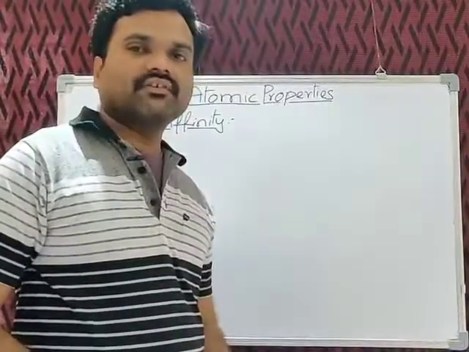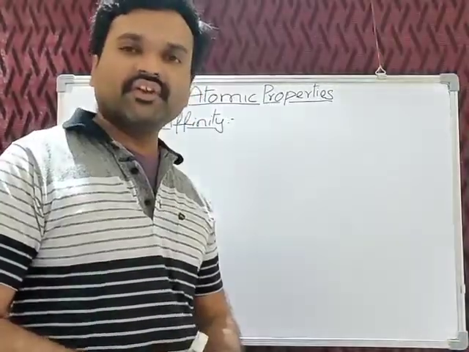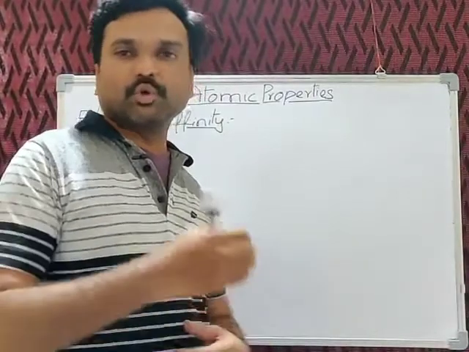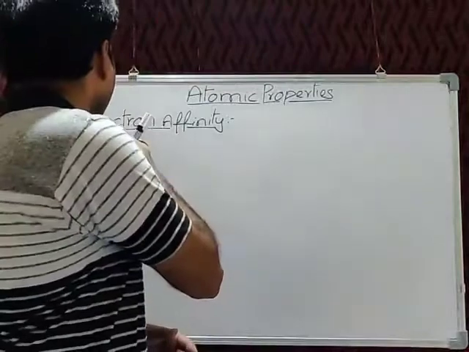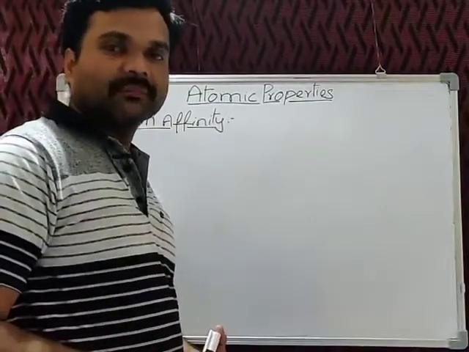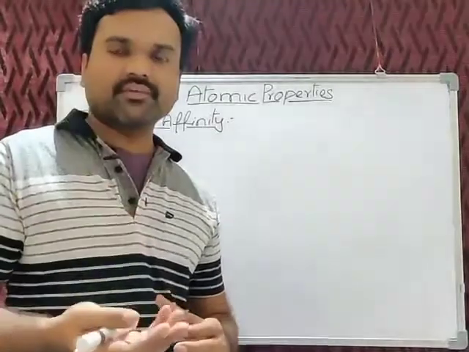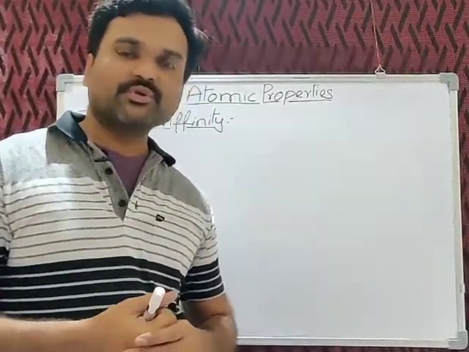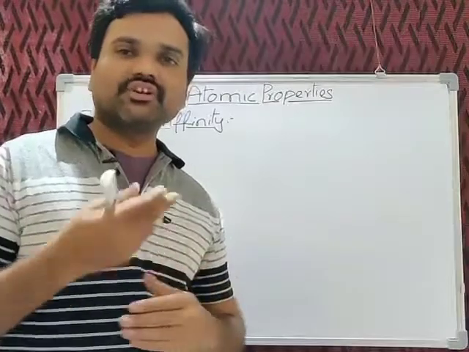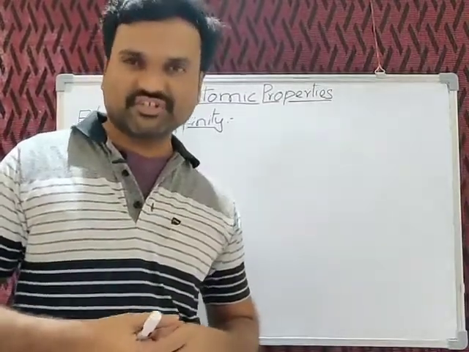Hello friends, now let us see the atomic properties and the variation of these atomic properties in the groups and periods of the modern periodic table. Out of these properties, let us talk about electron affinity. This is the amount of energy released by an atom by taking one electron into it. Definitionally, it is the amount of energy released when an electron is given to a neutral isolated gaseous atom.